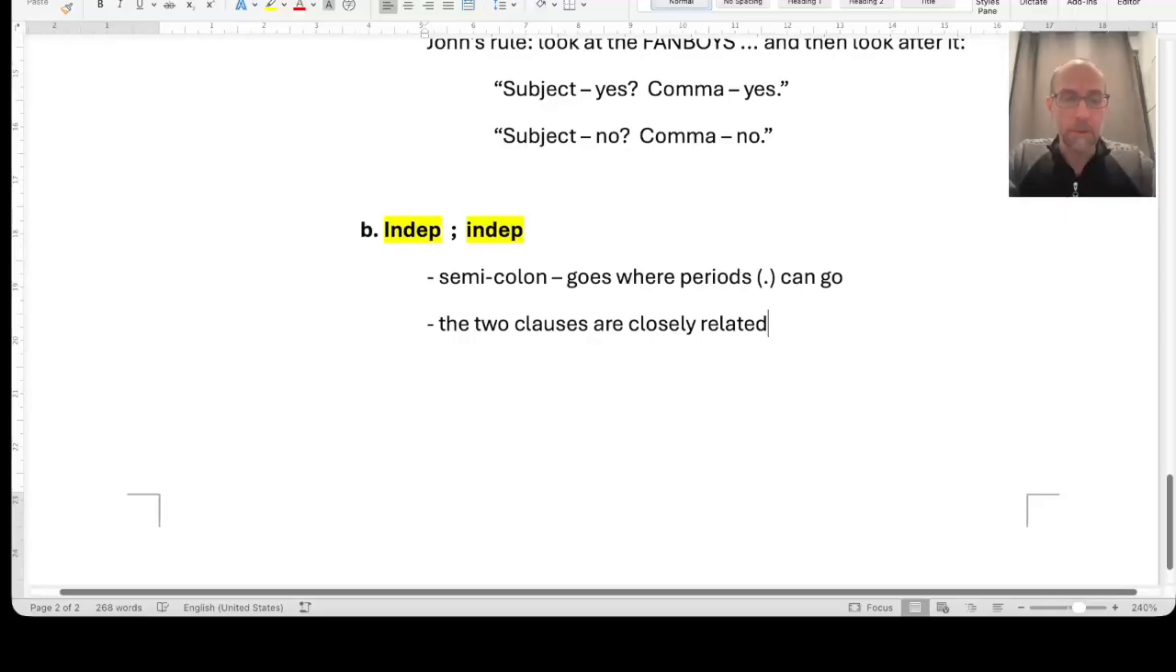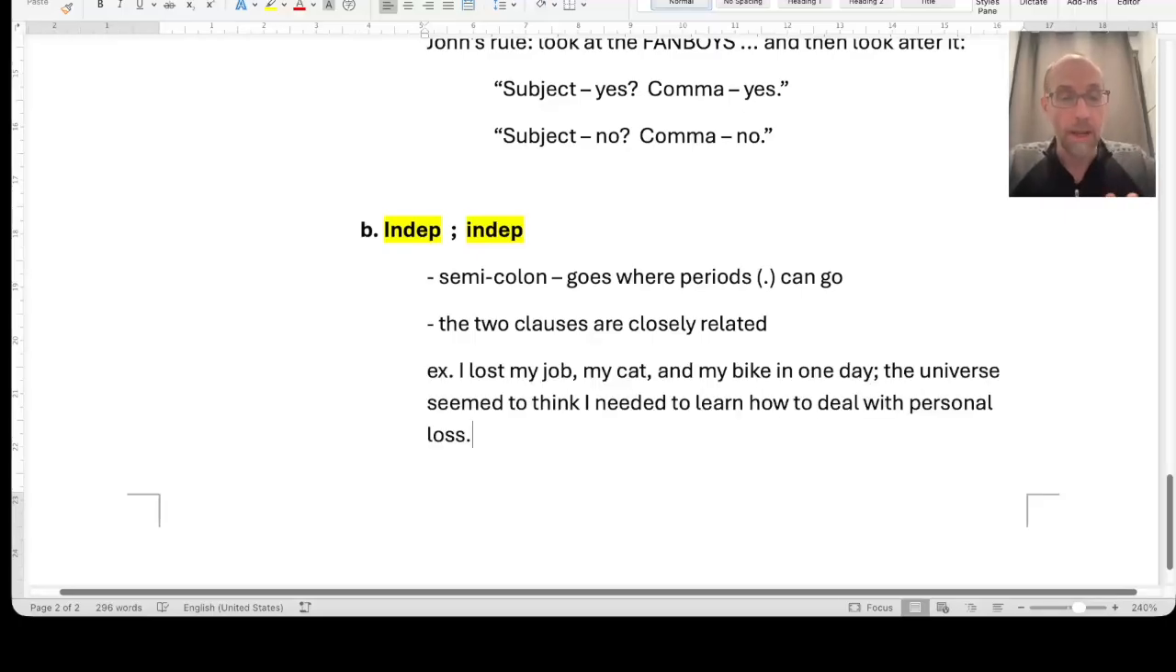Let's look at an example here. Okay, how's this for an example? I lost my job, my cat, and my bike in one day; the universe seemed to think that I needed to learn how to deal with personal loss. Okay, so this is a complete thing. We can call it an independent clause. And so is this one. The universe seemed. So that's subject verb.